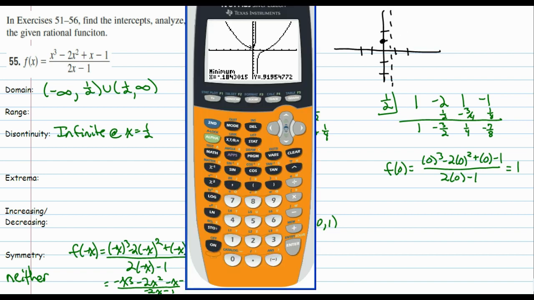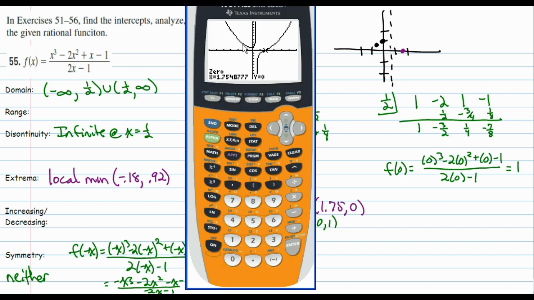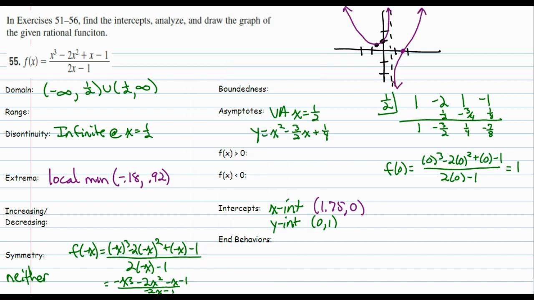Then when I graph with my calculator, I can find the minimum at negative 0.18, 0.92, a local min. I can also find my x-intercept at 1.75, 0. And now I have enough information to accurately graph my sketch in a similar shape to what my calculator is showing. So I can see that my range is negative infinity to infinity.